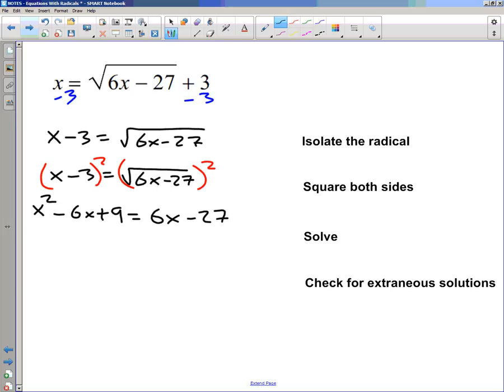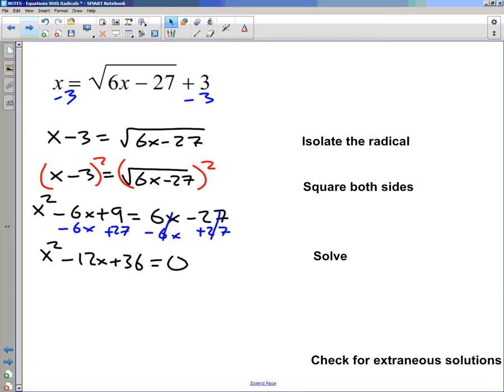Okay, now we need to solve this again. We have a quadratic, so I need to get a 0 on one side first. Let's go ahead and subtract 6x from both sides. Let's add 27 to both sides. Those will cancel. We've got x squared minus 12x plus 36 equal to 0.